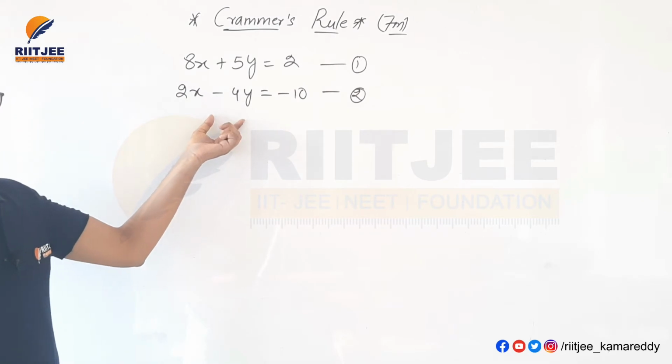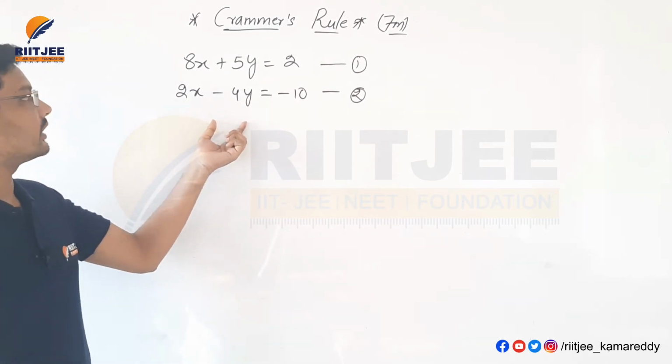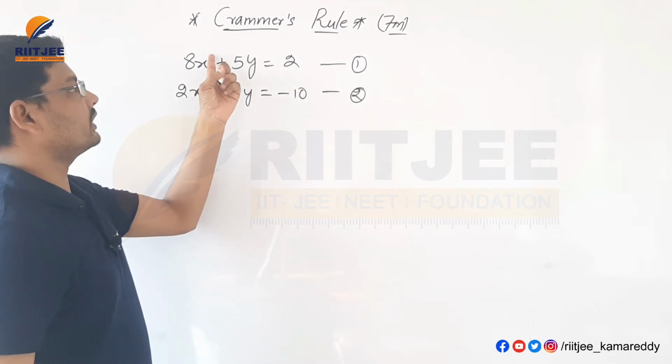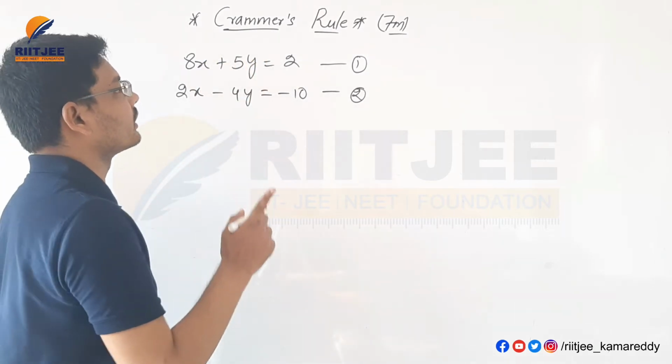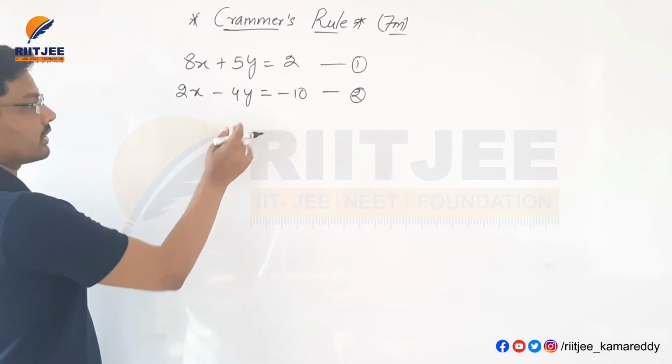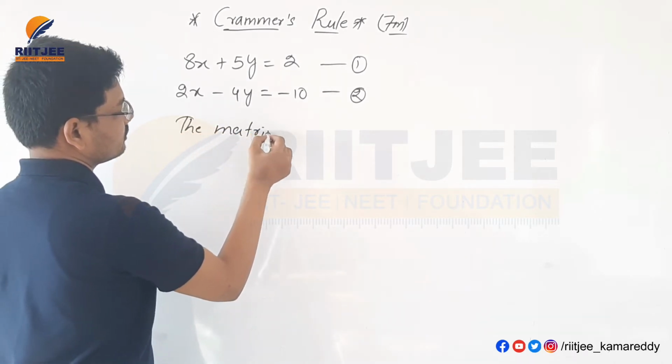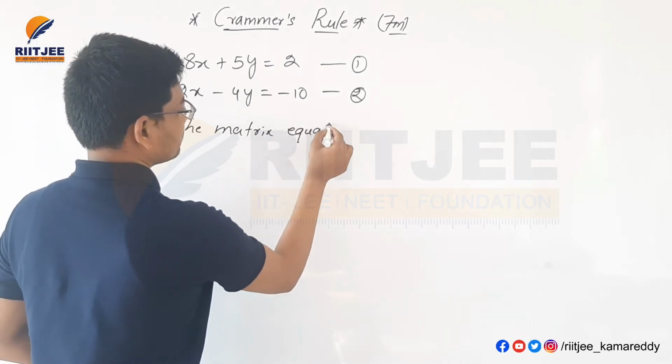Here only two variables are there in the linear equations. These two are linear equations. Why? Because here the highest degree of the equation is 1. So that's why they are linear equations. The matrix equation is here.